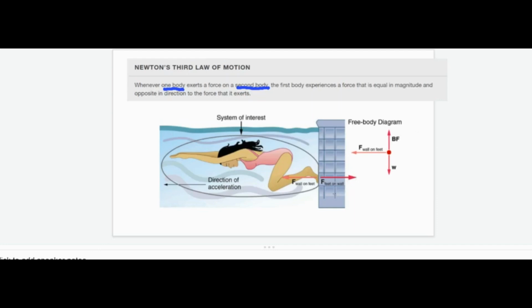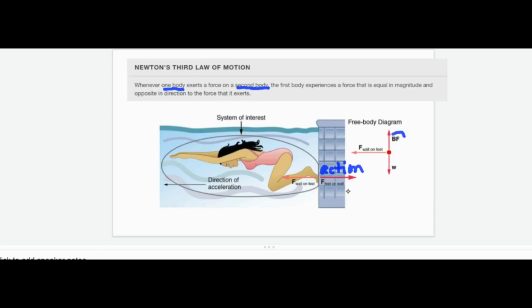So let's look at the free body diagram and what these two action-reaction pairs are about. The action is the feet exerting a force on the wall. That's the action force, so let's write that down. As a reaction to that, the wall will exert the same amount of force on the feet, same magnitude but opposite in direction. Now, here is a free body diagram.